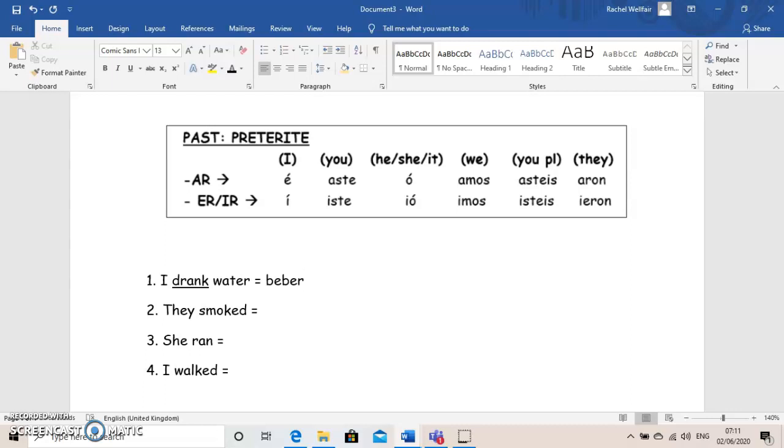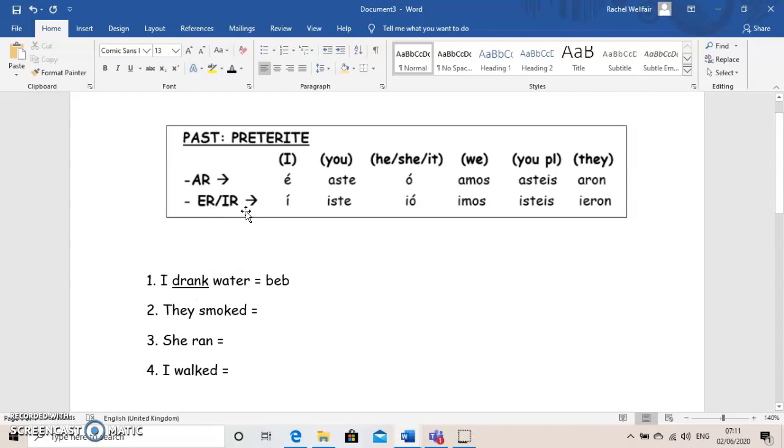Step 2, take off the last 2 letters. We always take off the last 2 letters. The last 2 letters are ER. Step 3, go to the table and just make sure you know we took off ER, not AR. So we're going to be looking in this line, not this line.